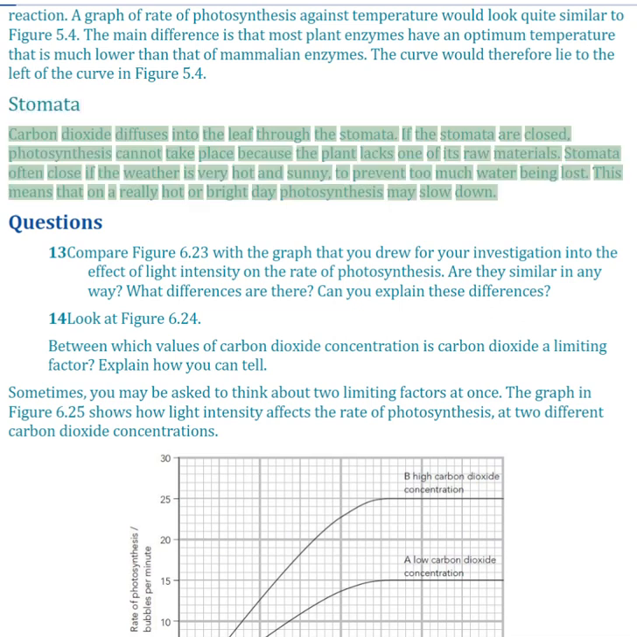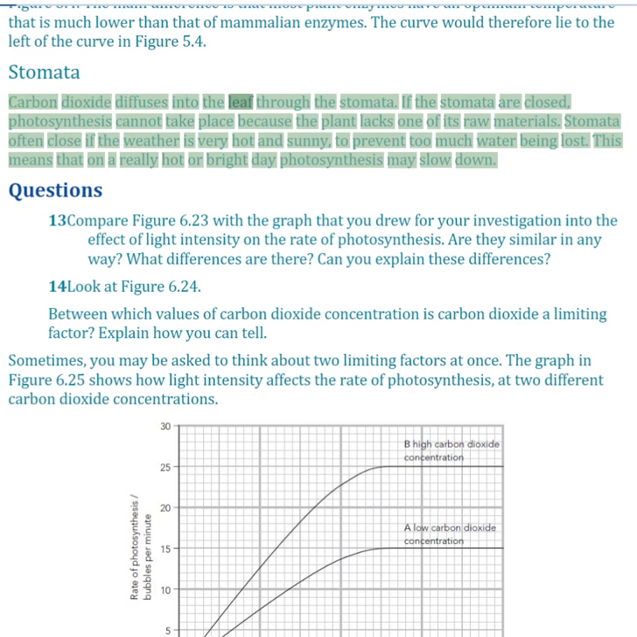Stomata. Carbon dioxide diffuses into the leaf through the stomata. If the stomata are closed, photosynthesis cannot take place because the plant lacks one of its raw materials. Stomata often close if the weather is very hot and sunny, to prevent too much water being lost. This means that on a really hot or bright day photosynthesis may slow down.